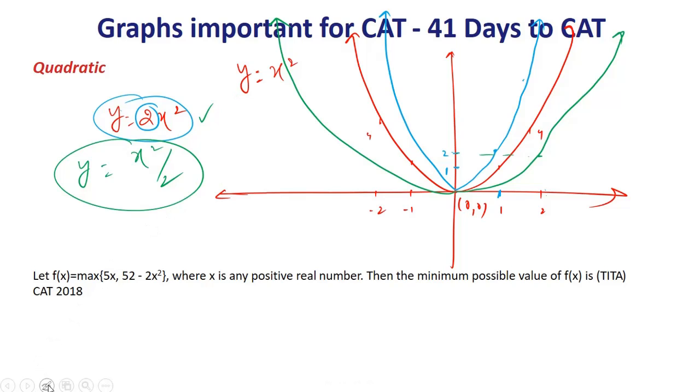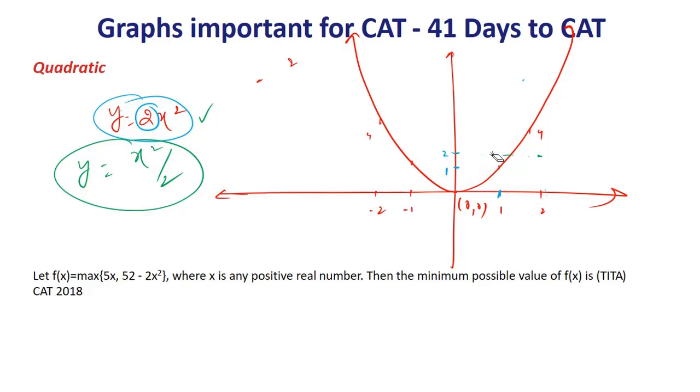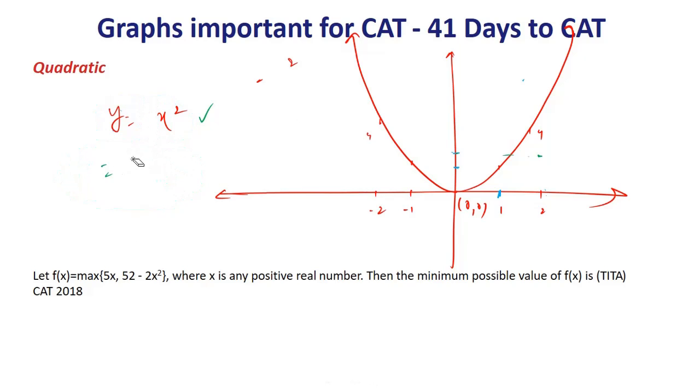Let's talk about a few other aspects. Let's say I have y is equal to x square graph. I am erasing everything else. So I have y is equal to x square graph, right? And I want to plot a few other graphs. For example, let's say I want to plot y is equal to x plus a whole square. Now what will happen is that for x plus a whole square, you will have to put x is equal to minus a to make y equal to 0.